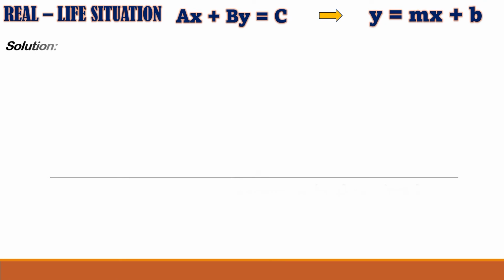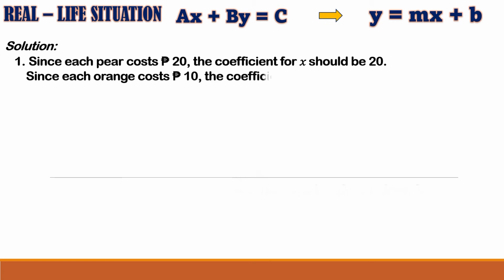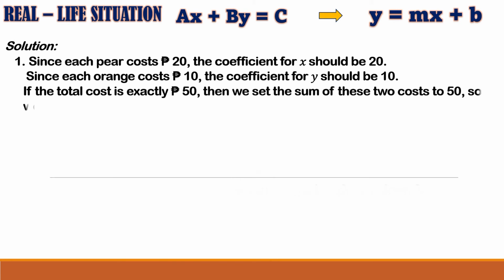Here's the solution for number 1 and number 2. So for number 1, since each pear costs 20 pesos, the coefficient for x should be 20. And since each orange costs 10 pesos, the coefficient for y should be 10. If the total cost is exactly 50 pesos, then we set the sum of these two costs to 50 pesos. So we have 20x plus 10y is equal to 50.